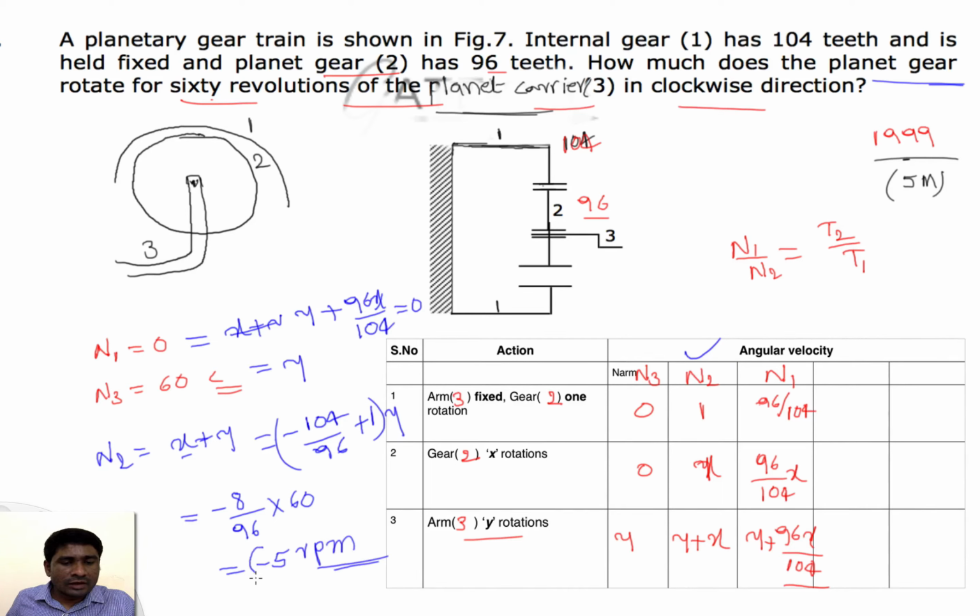So here I got a minus value. Here I have taken a positive value, and when I took the positive value, this orientation is the clockwise direction, but here I got the negative value. That means this orientation is the opposite of clockwise. That's a counterclockwise direction. So n2 is making 5 rotations in the counterclockwise direction.